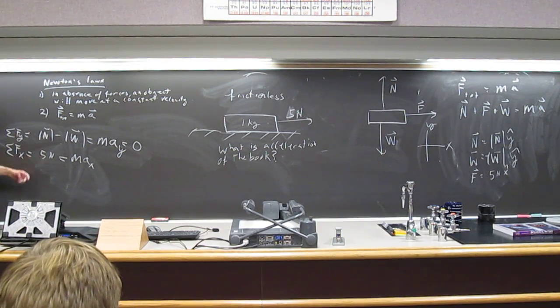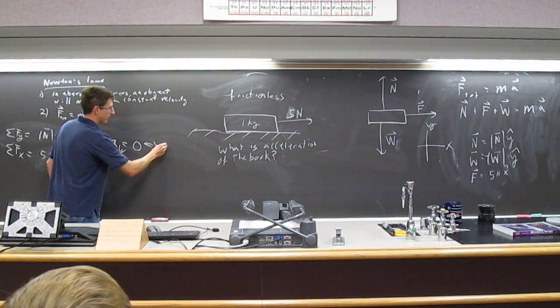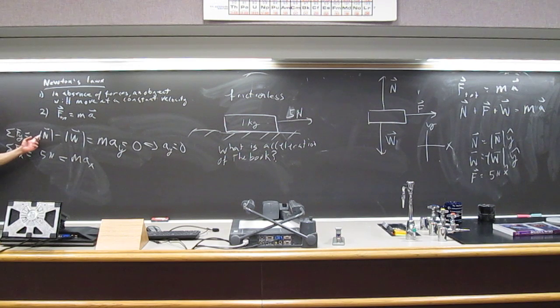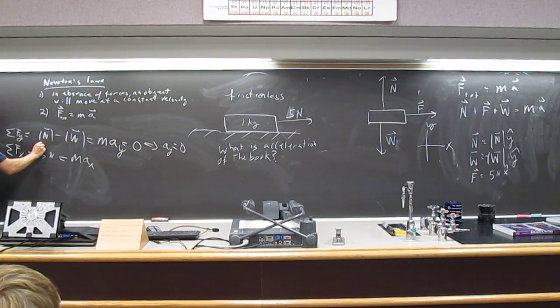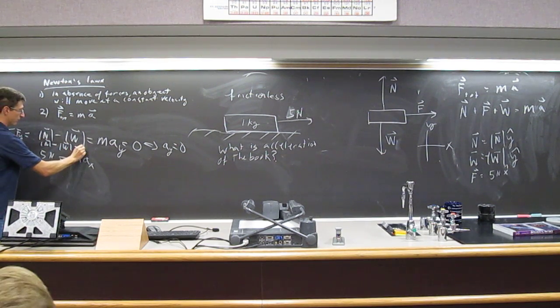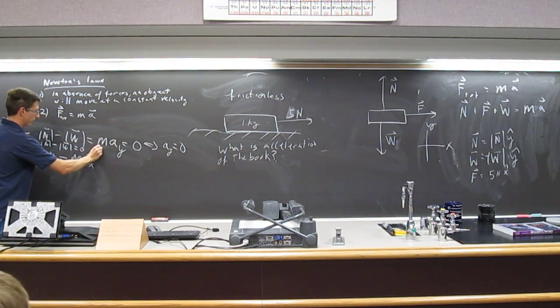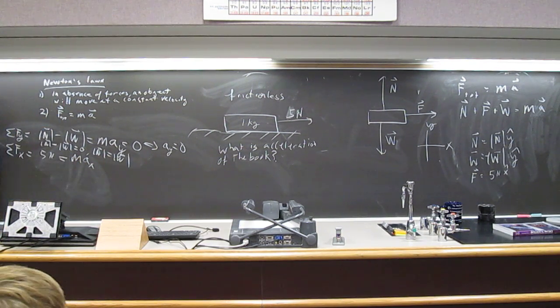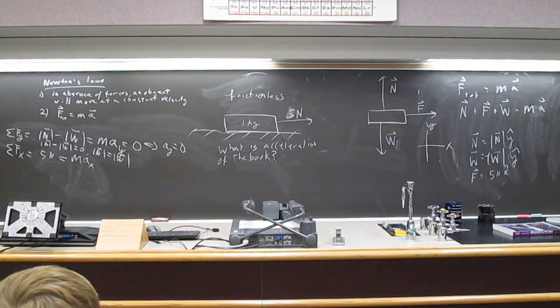And so that would mean that a sub y is 0. Also, this would tell you that the magnitude of the normal force will be equal to the magnitude of the weight force. See, I have normal minus weight equals 0 now. That means the normal force is equal to the magnitude of the weight force. Okay?